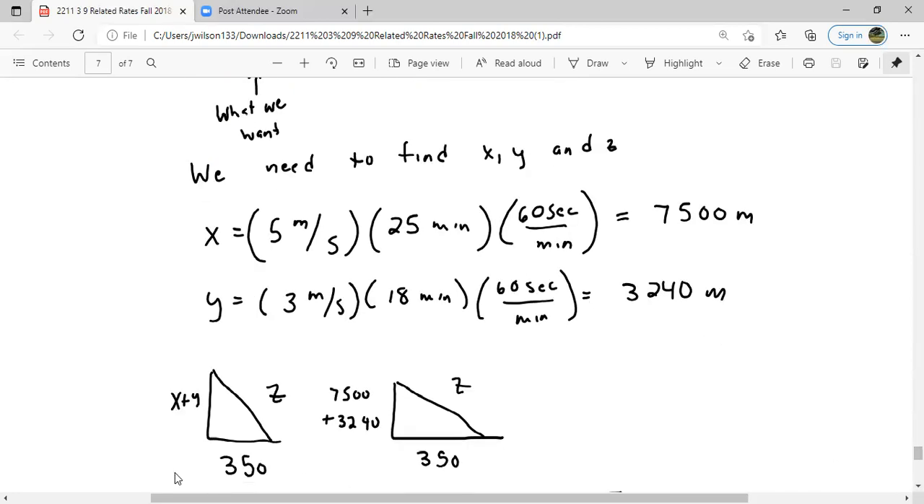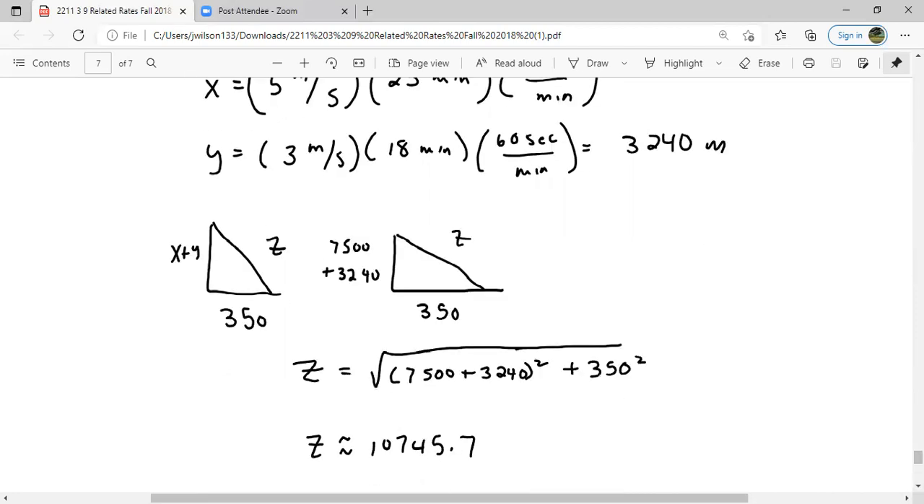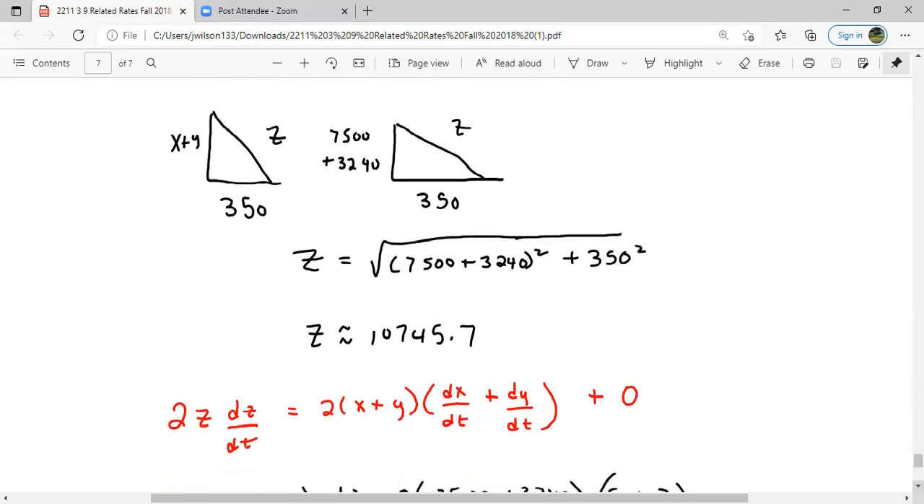So now this side is x plus y, so I know what it is. I know that this is 350. So I can use the Pythagorean theorem to find z. z is equal to the square root of this side squared plus this side squared. I went ahead in this case and approximated that.